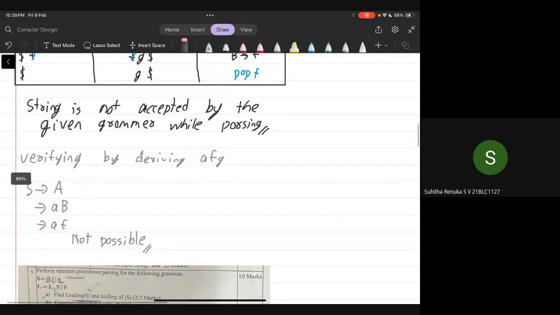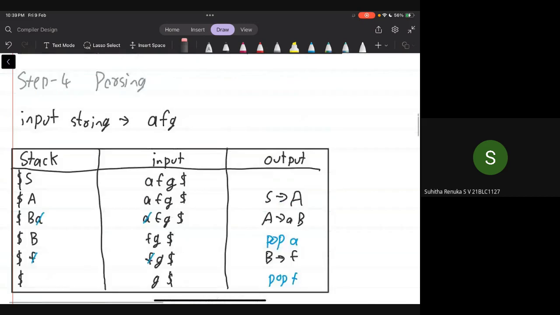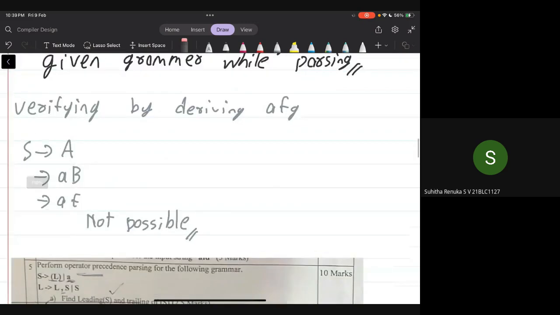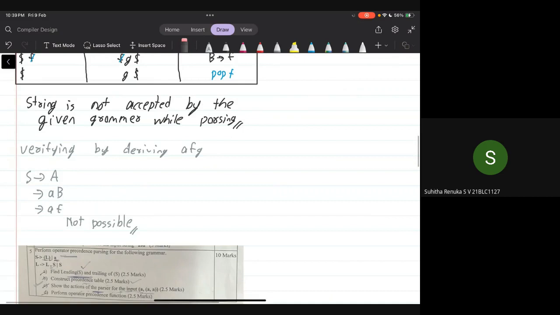How do you verify? Derive it with the TOC. What are you deriving? The given string AFG. AFG I didn't get. I only got A and F. There are no non-terminals left for me to go ahead. You couldn't find AFG? Yes, S goes to A, S goes to small A B, and this. Okay, there's no rule for F and G. Yes.